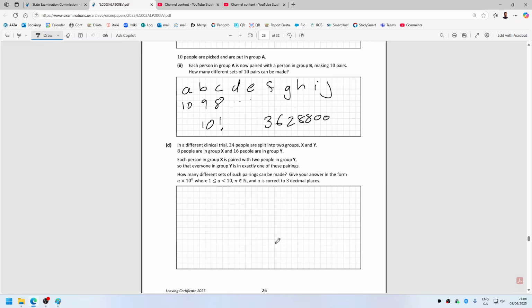In a different clinical trial, 24 people are split into 2 groups. 8 people are in group X, 16 people are in group Y. Each person in group X is paired with 2 people in group Y, so that everyone in group Y is in exactly one of these pairings. How many different sets of such pairings can be made? Right. There's 8 people in group X and 16 in group Y. Each person in group X is paired with 2 people.